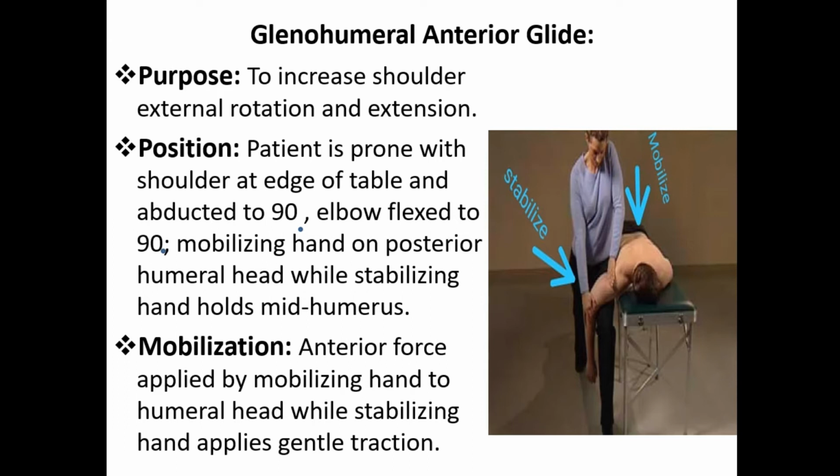You look at this picture. The physiotherapist stabilizes mid of the humerus and mobilizing hand on head of the humerus. Now mobilization. Anterior force applied by mobilizing hand to humeral head while stabilizing hand applies gentle traction. This is a glenohumeral anterior glide, which increases shoulder external rotation and extension.